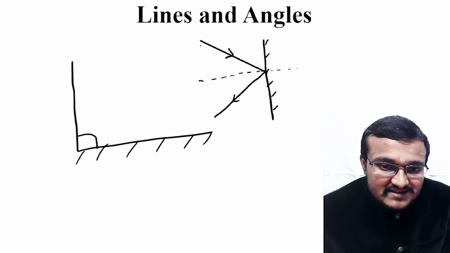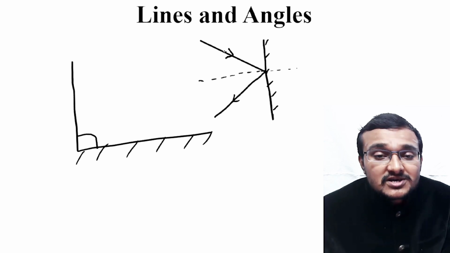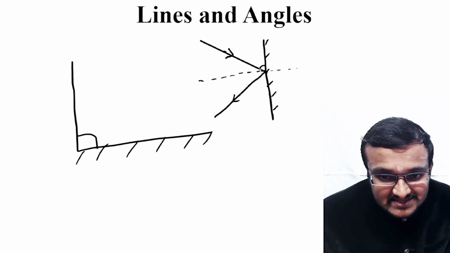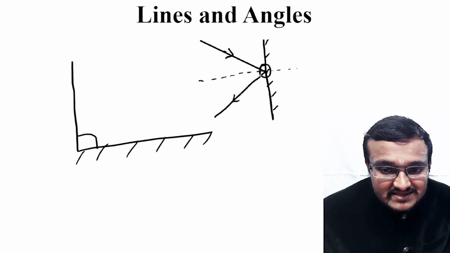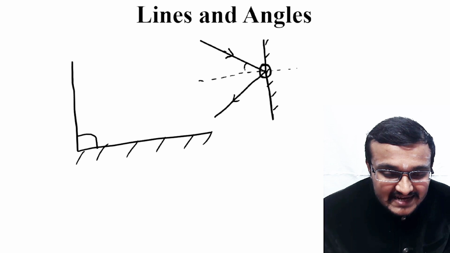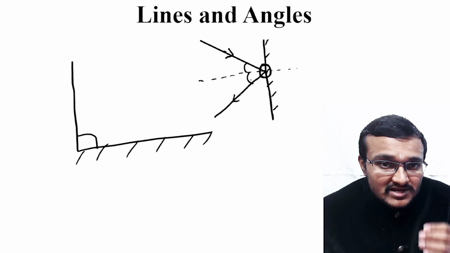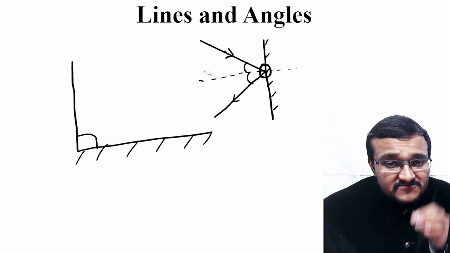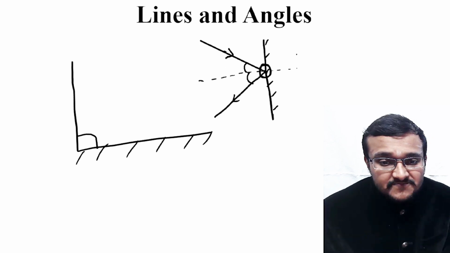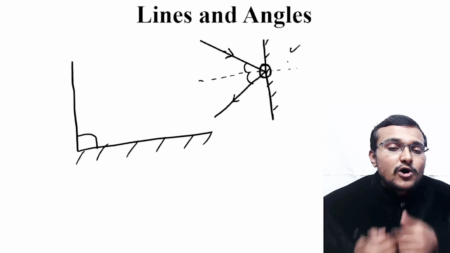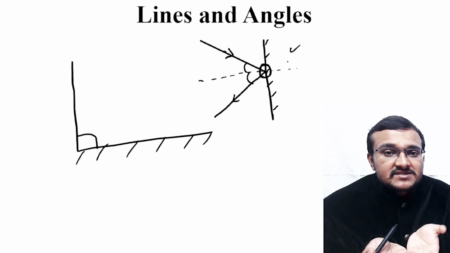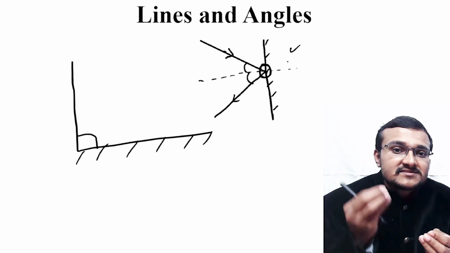This normal is also a straight line and this particular light ray is also a straight line, and these two straight lines and even the reflected ray meet at this particular point, and there is an angle formation between this normal and incident ray, and normal and reflected ray. So that means in physics also, if you want to study the reflection of light rays or if you want to study refraction of light rays, you need knowledge of angles.